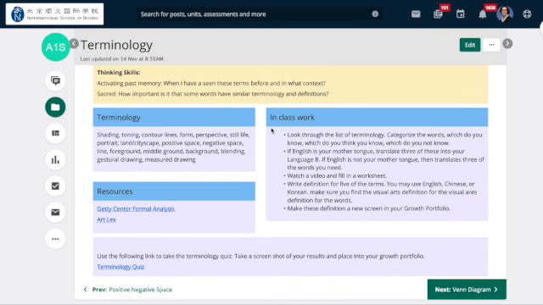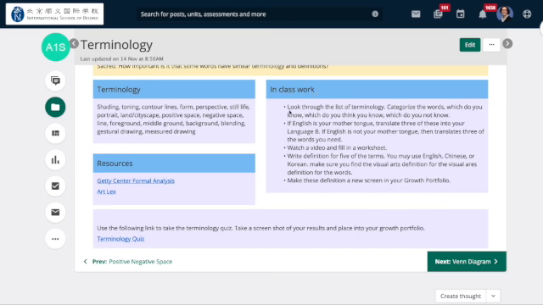Here are my thinking skill questions. When have I seen these terms before and in what context? And how important is it that some words have similar terminologies and definitions? The point that I'm making here is that sometimes in art, we have the same definition for different words, or sometimes we use the same word and it has slightly different definitions. So I want the students to be aware of that.